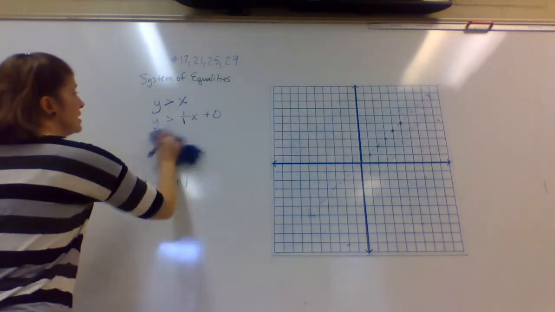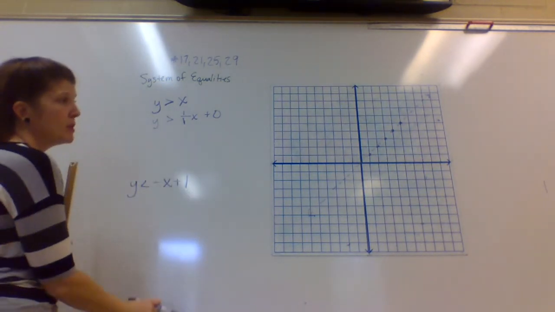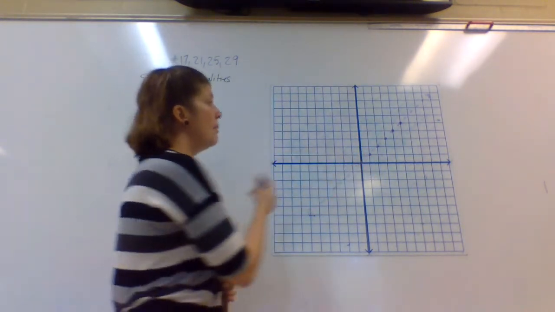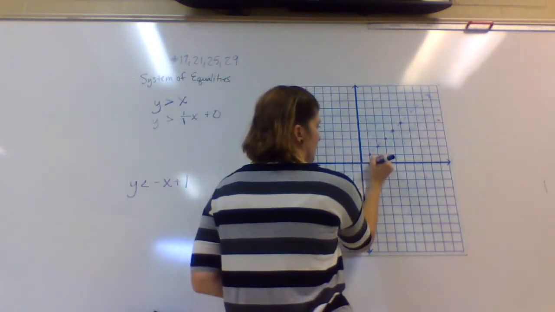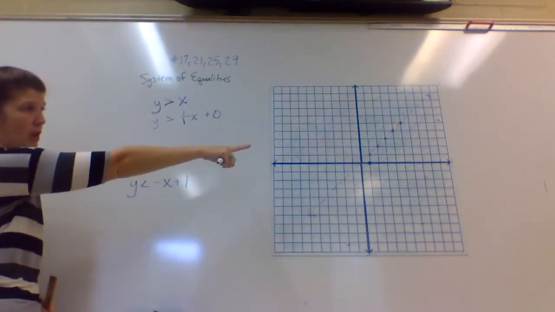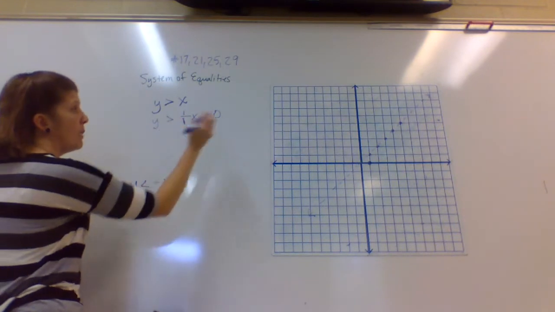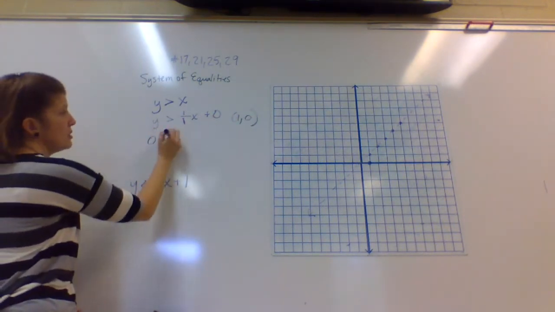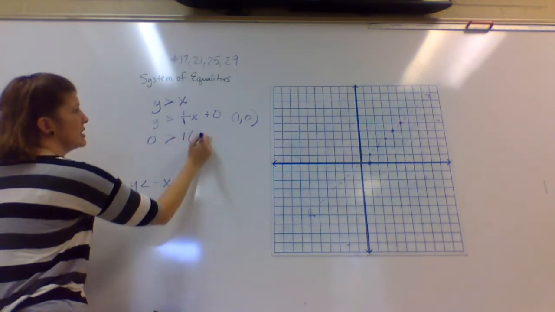So we have to pick a different point, and we're going to pick one on purpose that's easy to plug in. 1, 1 is also out because it's on the line, but how about the point 1, 0? That's easy to plug in. So I'm going to figure out if that works or not. My point that I'm trying is 1, 0. So 0 goes in the y spot, 1 goes in the x spot.